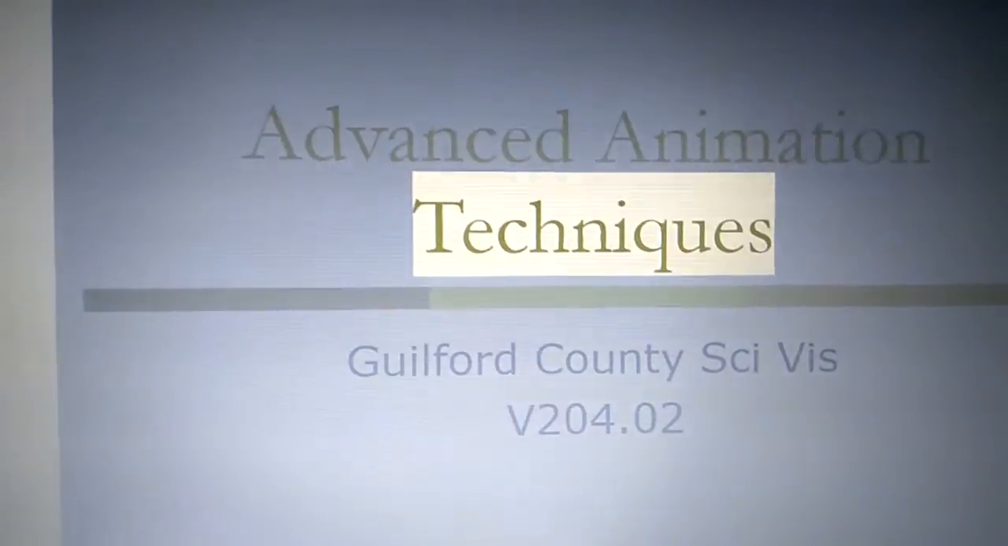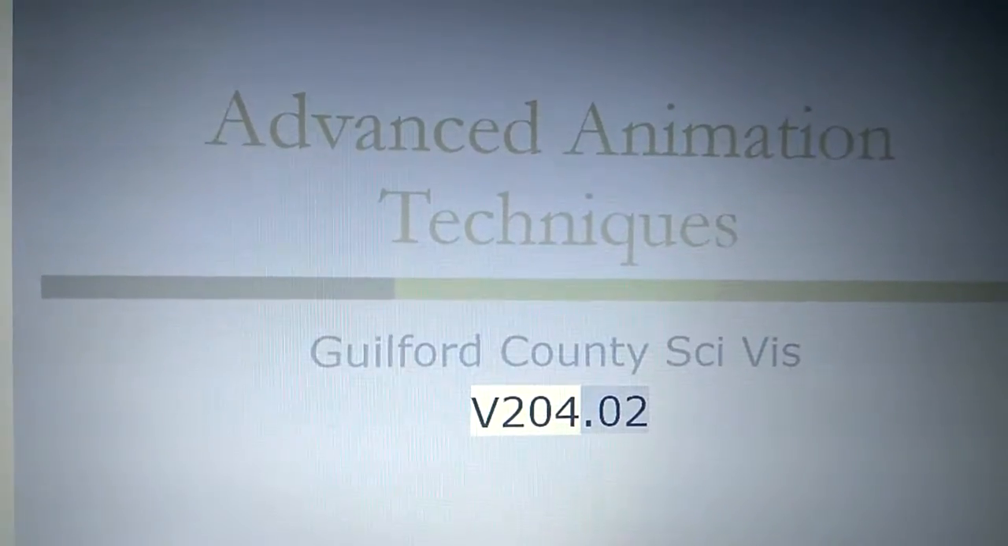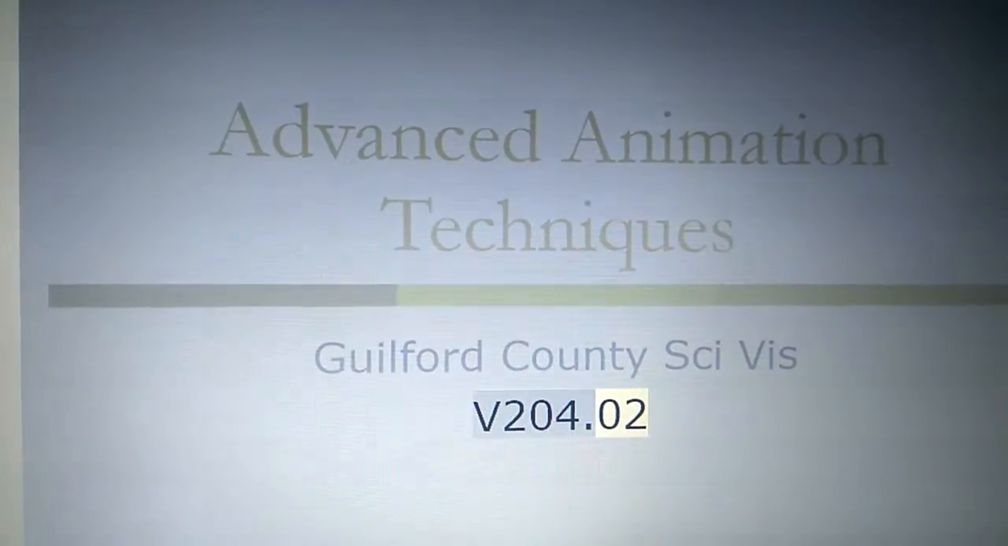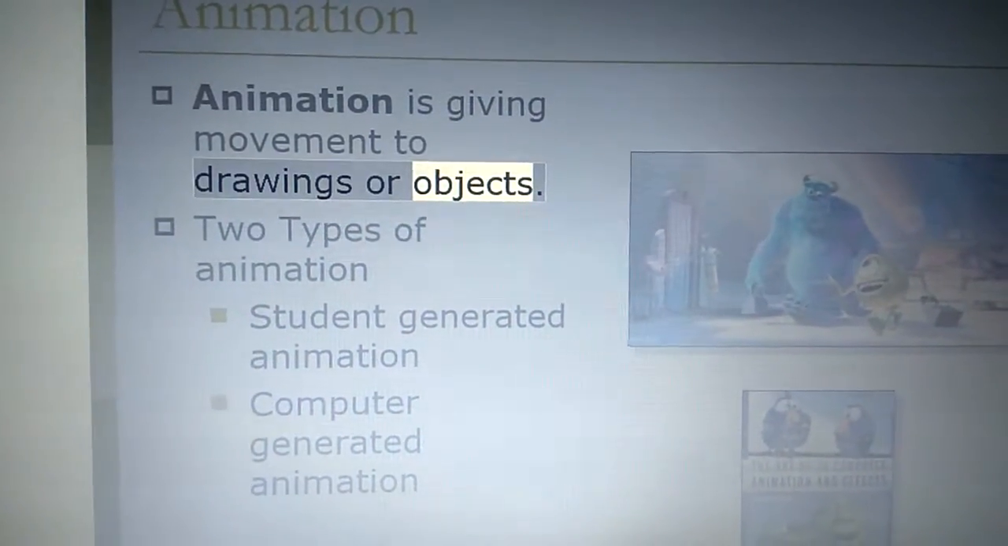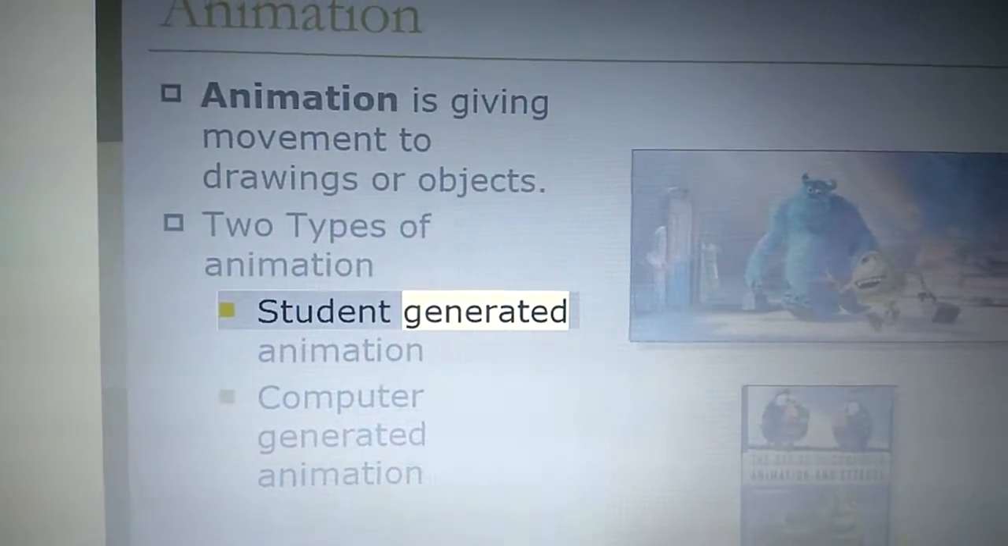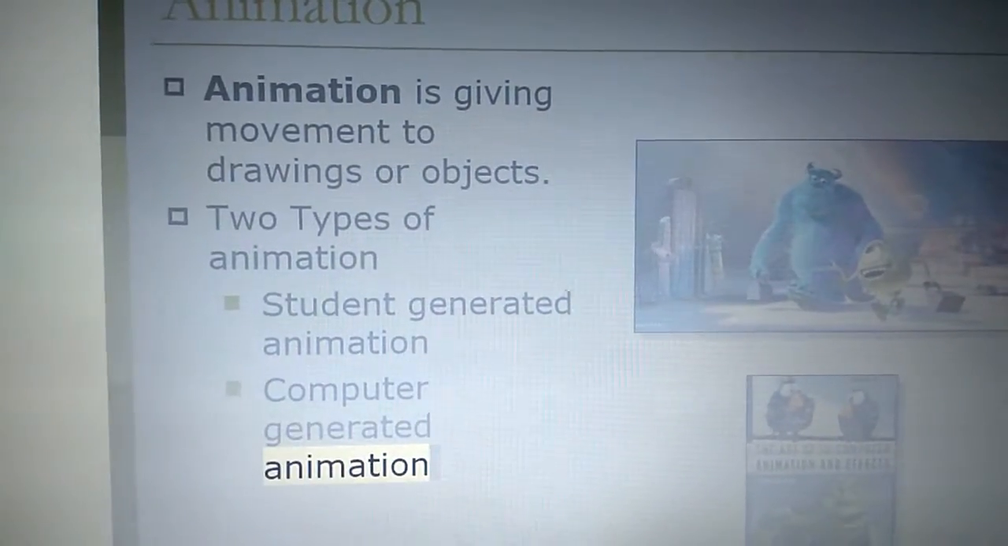Advanced Animation Techniques. Animation is giving movement to drawings or objects. There are two types of animation: student-generated animation and computer-generated animation.